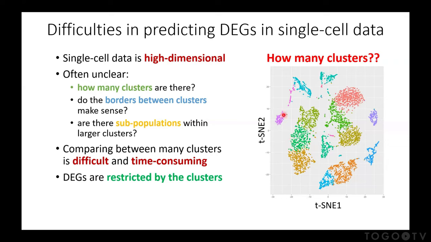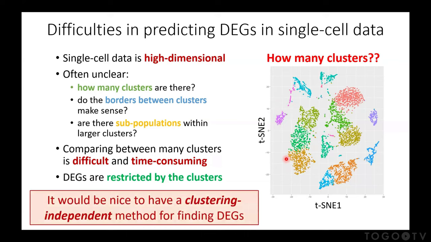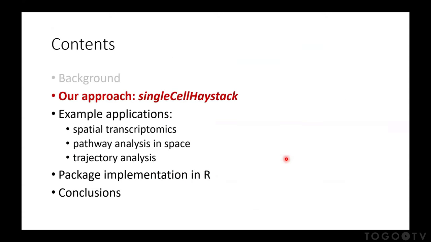It also means I have to do many comparisons, so it takes time and it's not so elegant. And finally, the DEGs that you can find are restricted by your clusters. You cannot find a DEG that does not fit with the clusters. So it would be nice if there was a way of finding those DEGs without having to rely on that clustering so much. That's what we tried to make, and we call our method single-cell haystack.